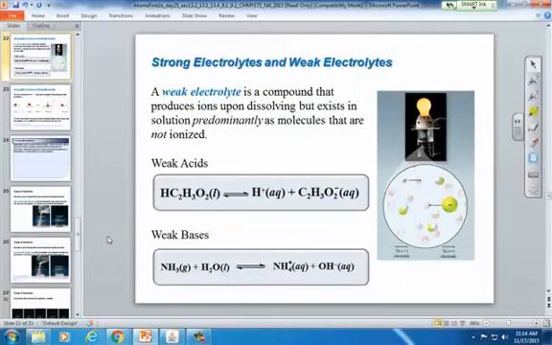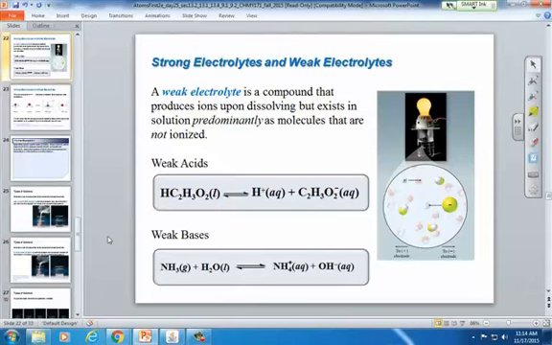Weak electrolytes are similar, but the light is not as bright here. Right, so if I put a mole of a strong electrolyte in solution, I'll get lots of charge. I'll get a mole of charge. I'll get a very bright light. If I put a mole of a weak electrolyte in solution, like a weak acid or a weak base, then I get usually much less than a mole of charges, because only some of the molecules will break up.